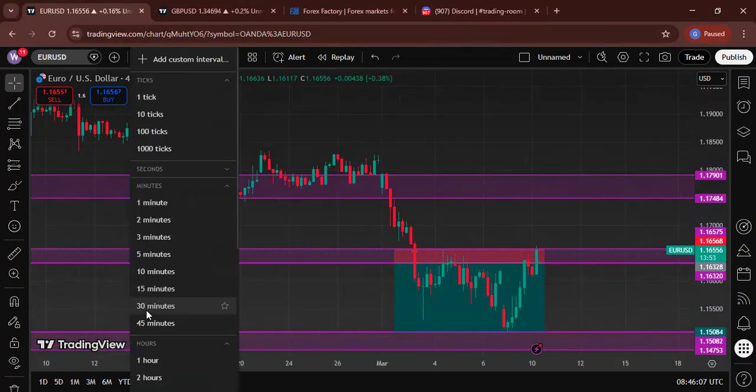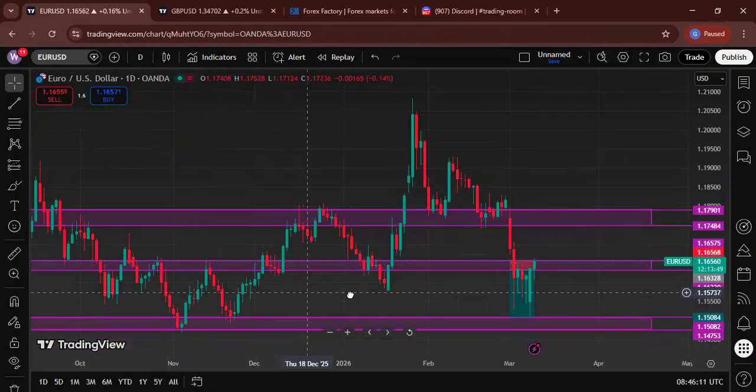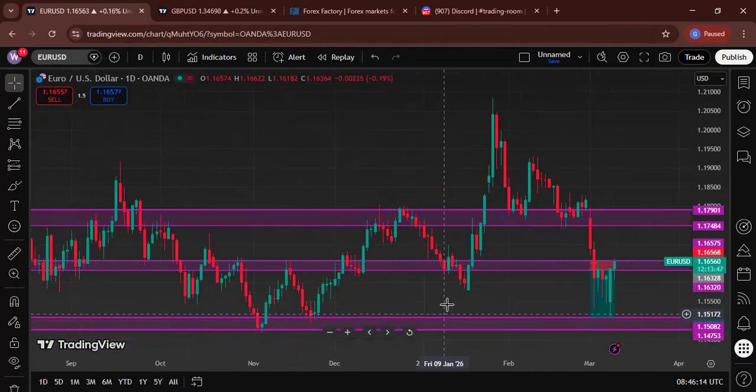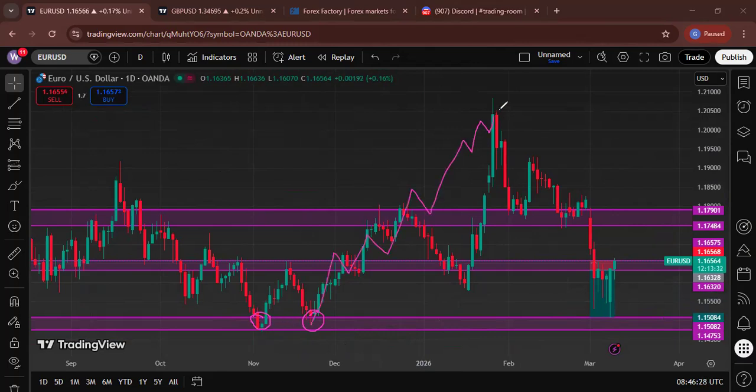Let's check out the daily and see what you have. Again, on the daily, you can see this is a very major range that price has filled from this demand area. That is why it was the previous target for the sells that we had. This is the major origin of this whole rally, all the way to the highs of 1.20500, and now price has filled the major range back to that area. That is why you're seeing that bullish reversal here.